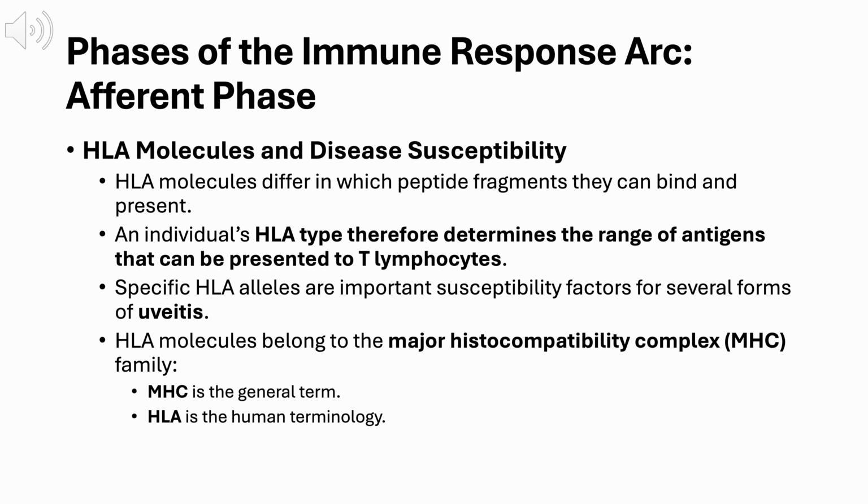Now, why does it matter which HLA molecules you happen to carry? Because HLA molecules differ in which peptide fragments they can physically bind and present. That means your individual HLA type sets the menu of antigens that can ever be shown to your T cells. This isn't abstract genetics. Specific HLA alleles are among the most important susceptibility factors for several forms of uveitis.